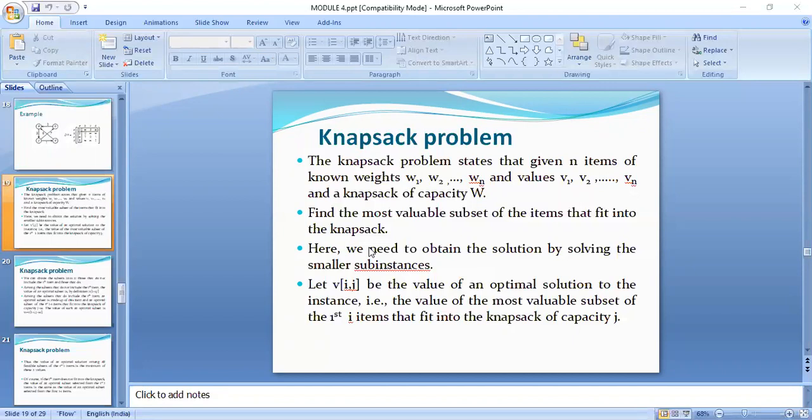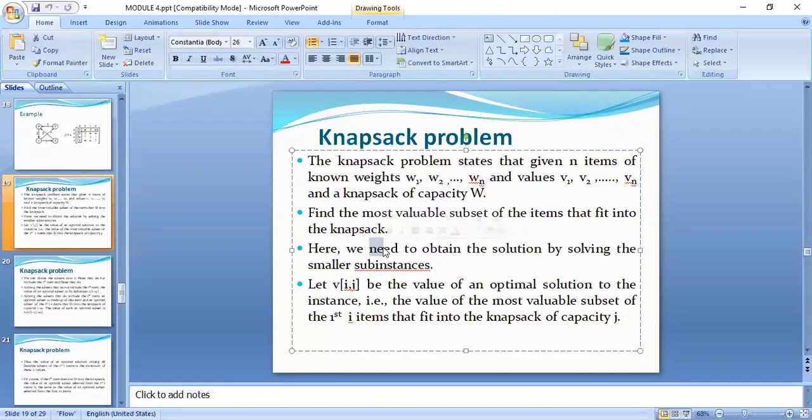So what we need to do is find out the subsets. What are the subsets you can form? Among the subsets, you need to find out the most valuable subset which will fit into the knapsack. For this, in dynamic programming, whatever subproblems we solve, we store in a table. So here also we are going to represent the formation of the table with the help of all the items with their corresponding weight and value.